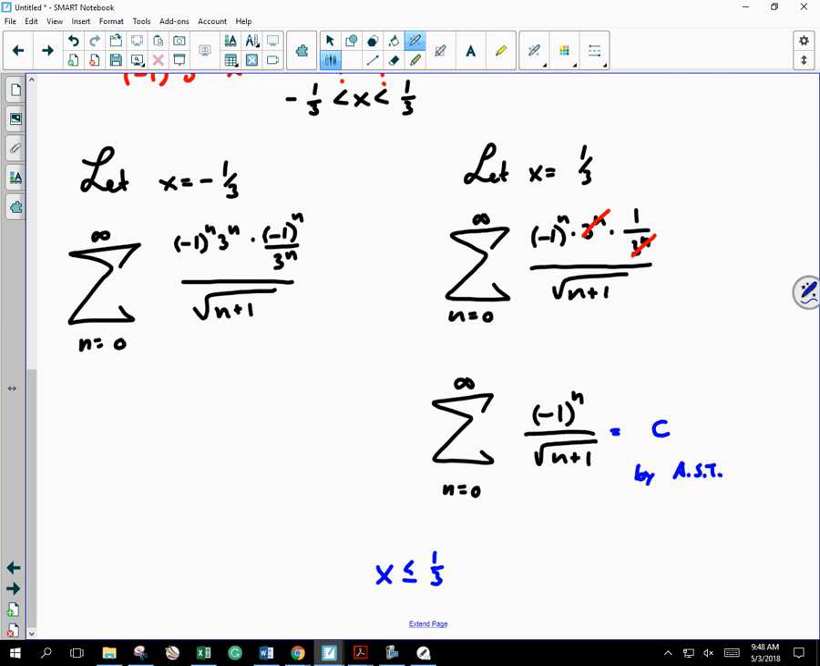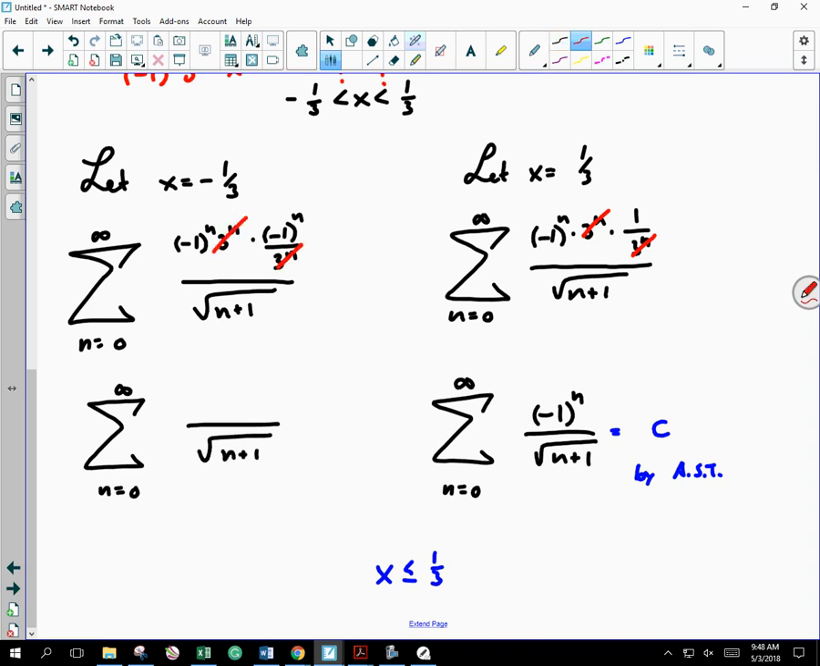How about Alan? What happens to the blue information? What's a way I can condense it? You're right. They are like terms, they do simplify. Yes, negative 1 to the power of n plus n. Can I just write it as negative 1 to the power of 2n? And let's just focus on that for a second. That's 100% correct.